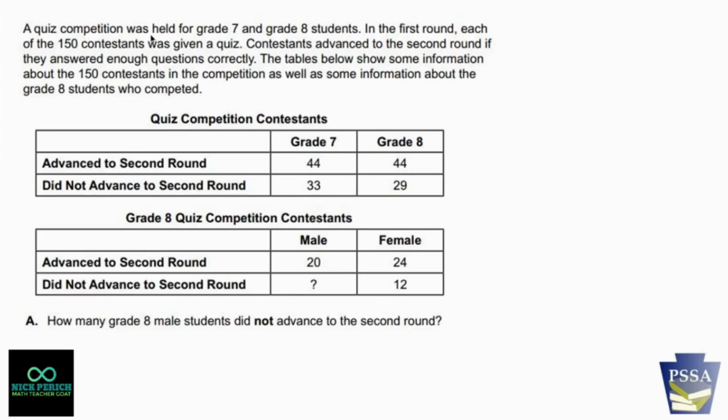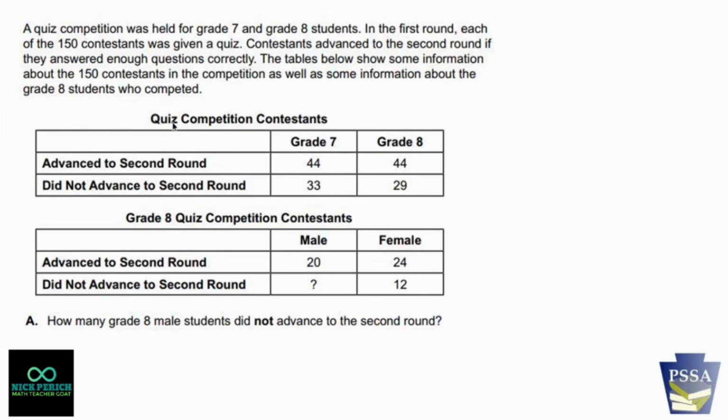A quiz competition was held for grade 7 and grade 8 students. In the first round, each of the 150 contestants was given a quiz. Contestants advanced to the second round if they answered enough questions correctly. Makes sense. The tables below show some information about the 150 contestants in the competition, as well as some information about the grade 8 students who competed.